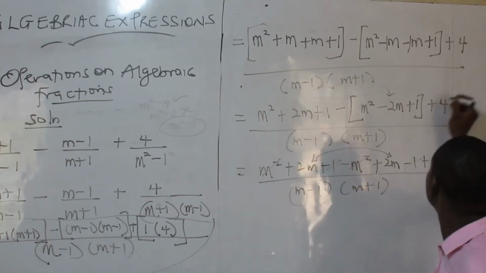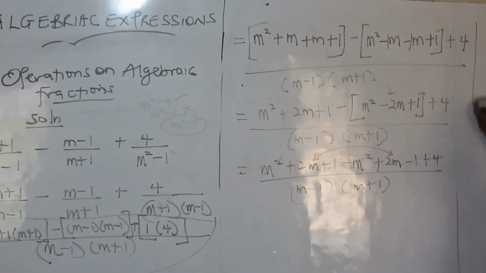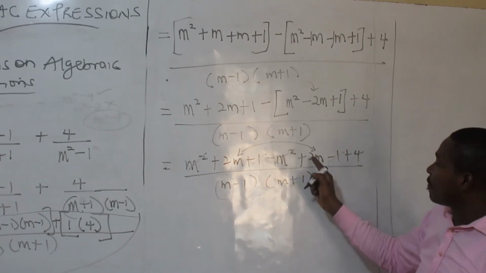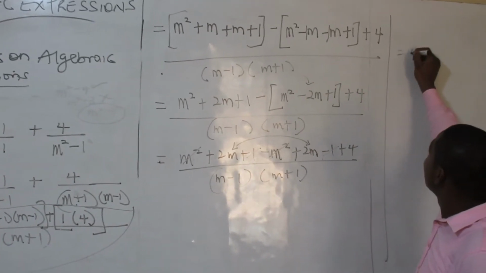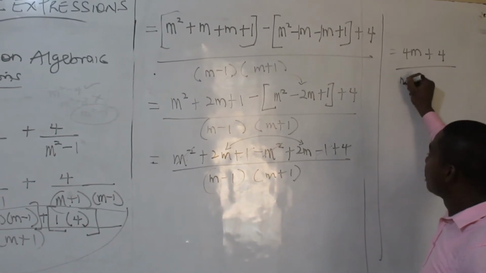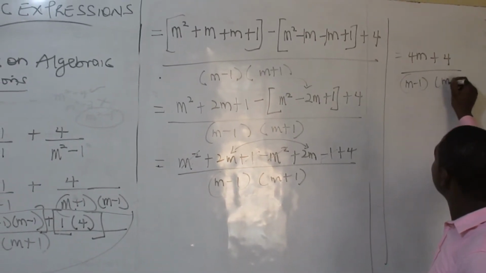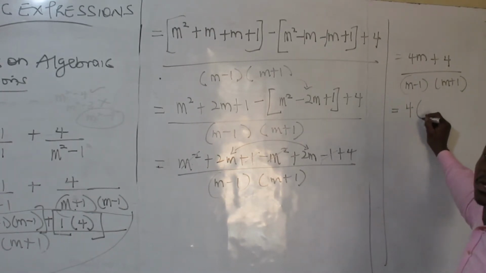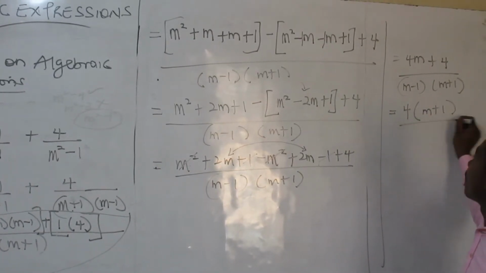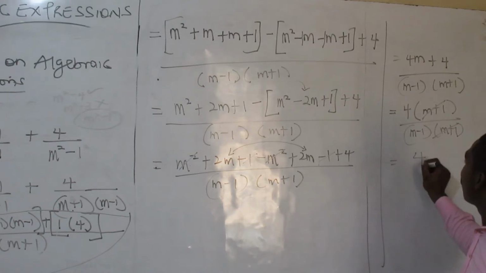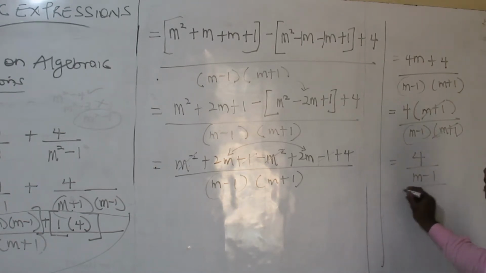So, as you can see from here, 1 and 1 is off. This and this together will give me what? 4m plus this single 4 all over the denominator. Now anytime you are working, you see it is factorizable, you just have to what? Factorize. So this and this goes off. You get 4 over what? m minus 1. That is it.